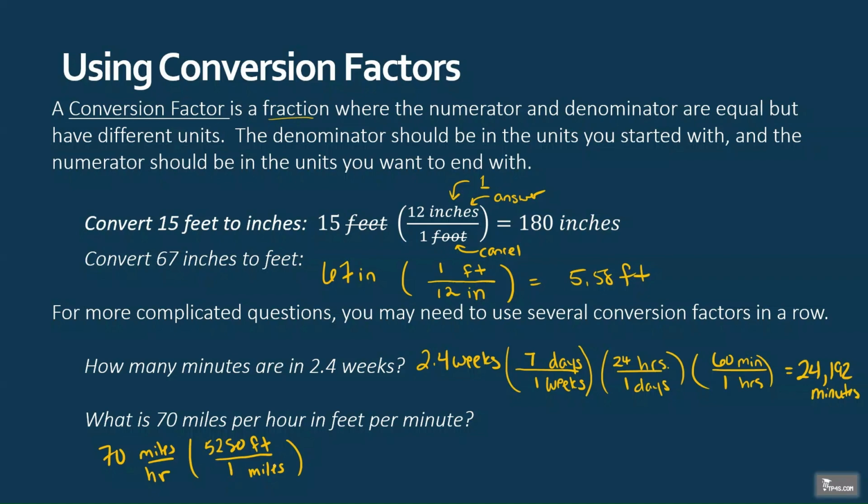And now I'm going to convert hours to minutes, but do be careful because hours started in the bottom. In order to cancel it, I have to put it in the top, right? So now it's going to cancel, and I'm going to put minutes in the bottom, and that's the right place for it because my answer will have minutes, but they will be in the denominator. It'll be feet per minute. I know that 1 hour is 60 minutes. So on your calculator, you start with 70, you multiply by 5280, and then you divide by 60, and you should end up getting 6,160 feet per minute.